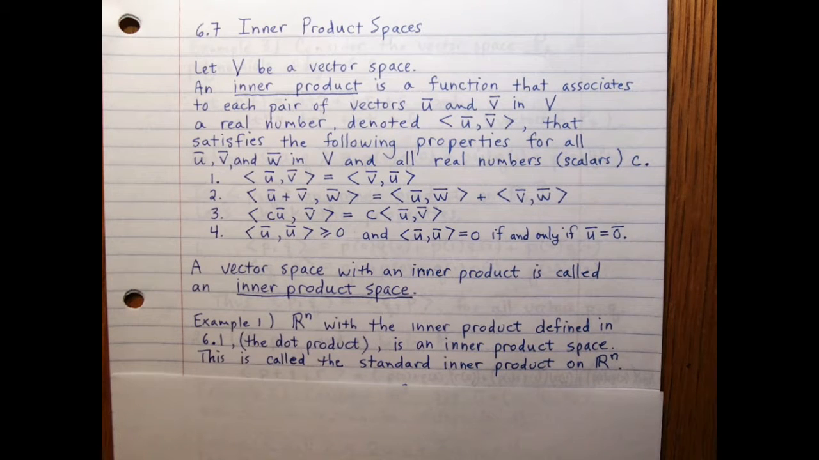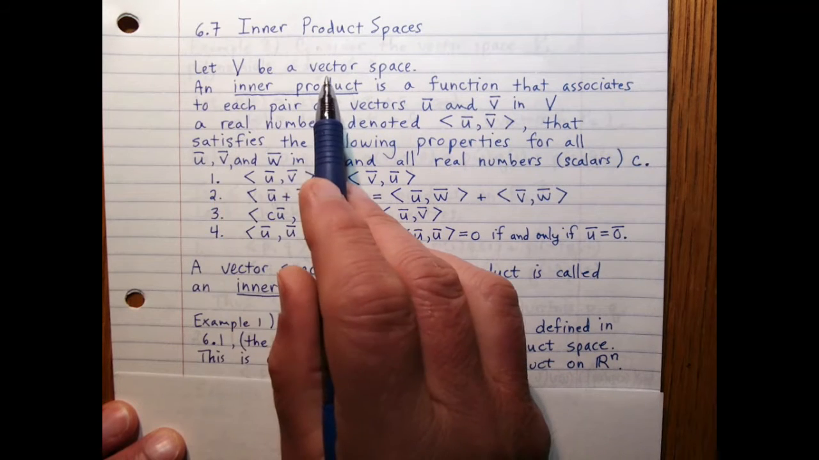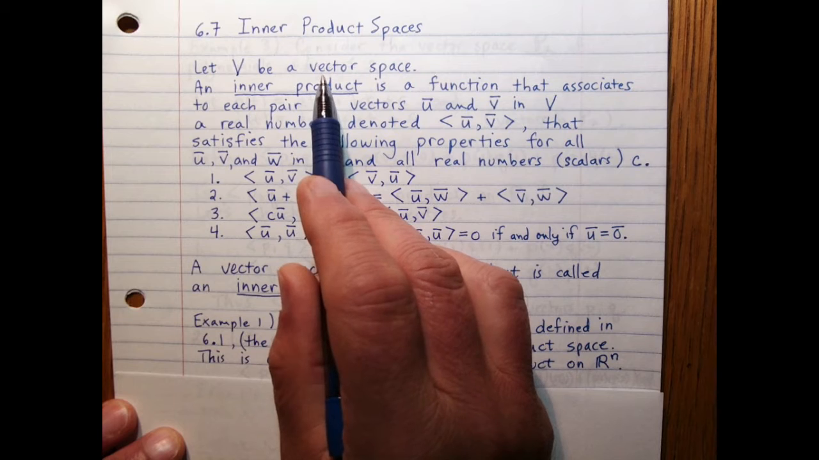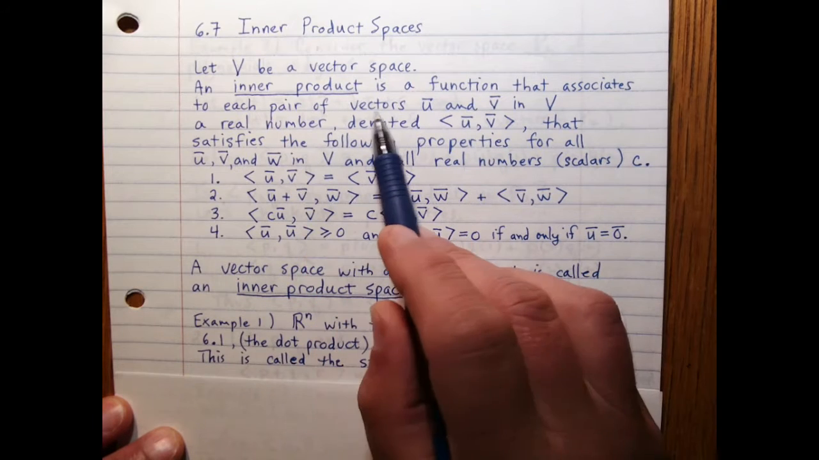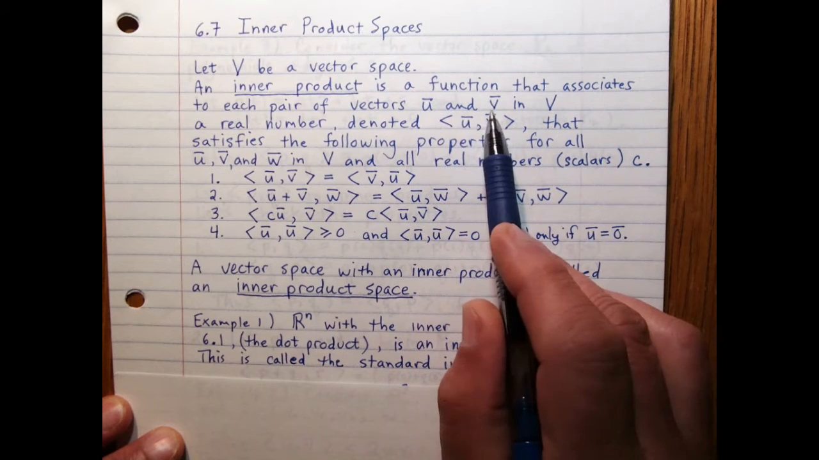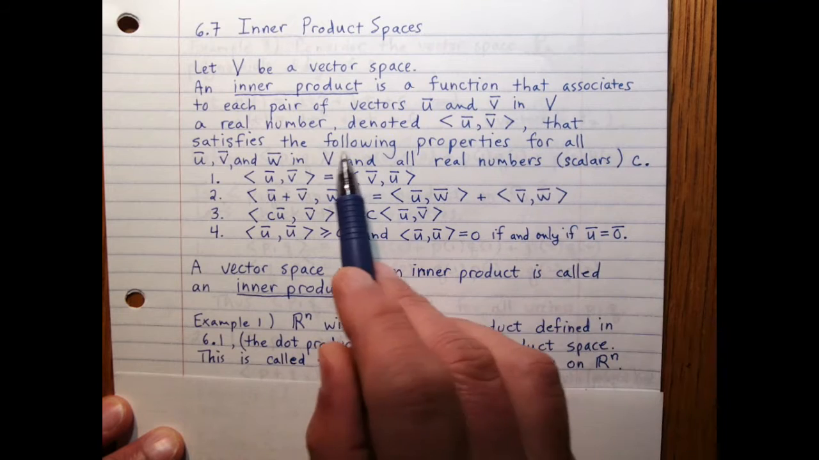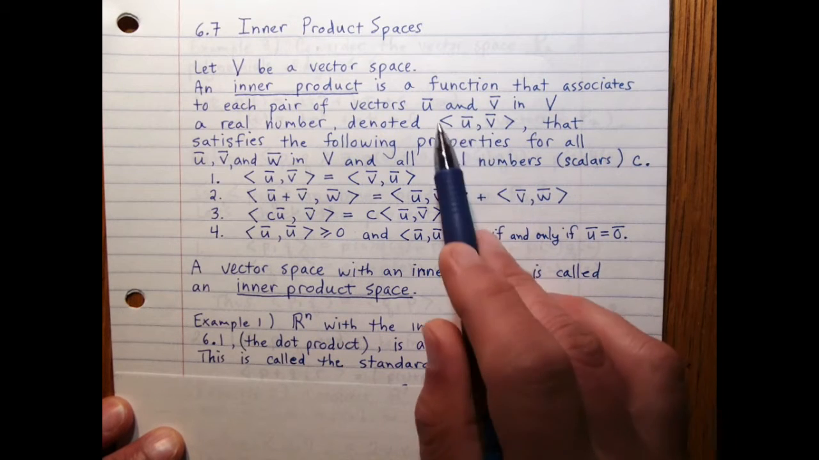In this video, we're going to cover the first few pages of the 6.7 handout on inner product spaces. We start out by defining what's called an inner product on a vector space. So if V is a vector space, could be any vector space, and Rn could be an abstract vector space, possibly. An inner product is a function that associates to each pair of vectors, u and v, in the vector space V, a real number denoted with this bracket notation.